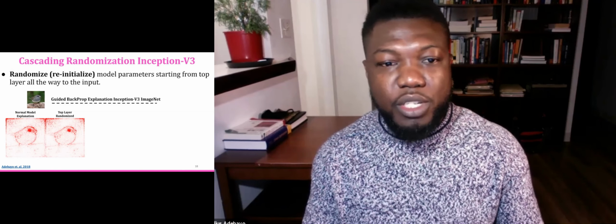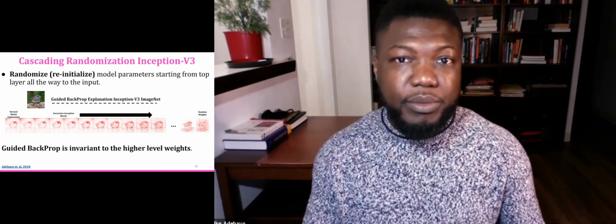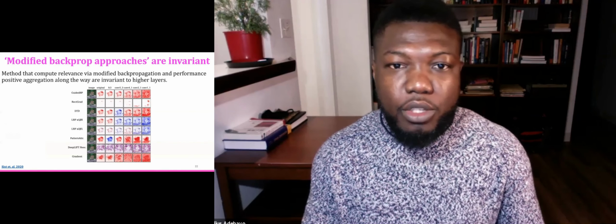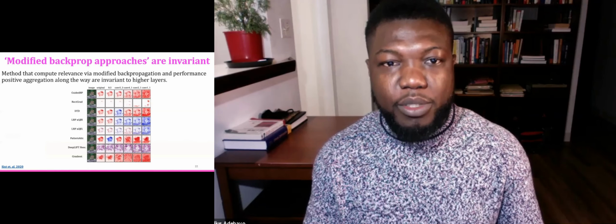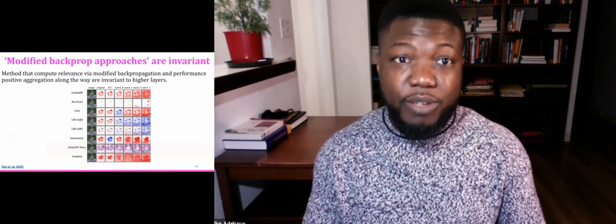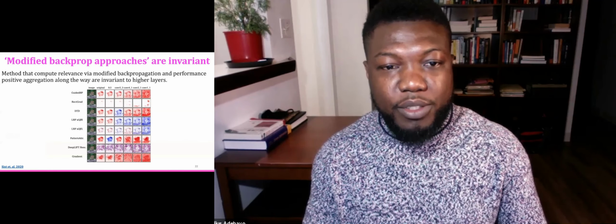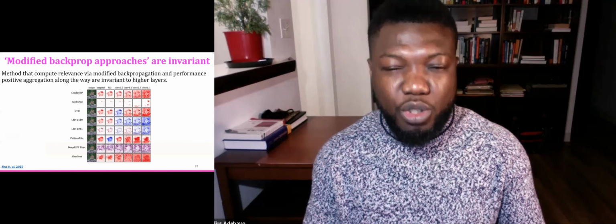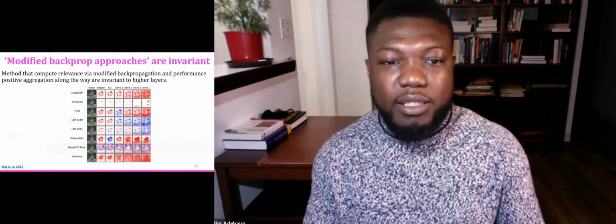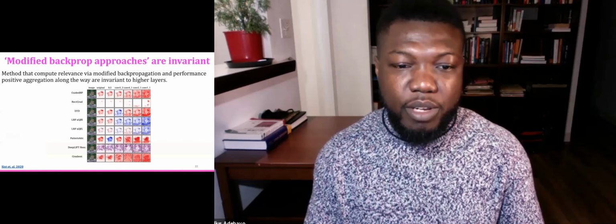And we can continue this reinitialization by reinitializing the weights of the model from the top layer all the way to the input. And what we'll observe is that guided backprop is invariant to the higher level weights. So this behavior that we just saw for guided backprop is actually general for a class of methods that have been referred to in the literature as modified backprop approaches. These are saliency methods that compute feature relevance by modifying the backpropagation process, usually by positive aggregation along the way while computing feature relevance. Some of these methods are shown here, like RectGrad, Deep Taylor Decomposition, and variants of layer-wise relevance propagation.